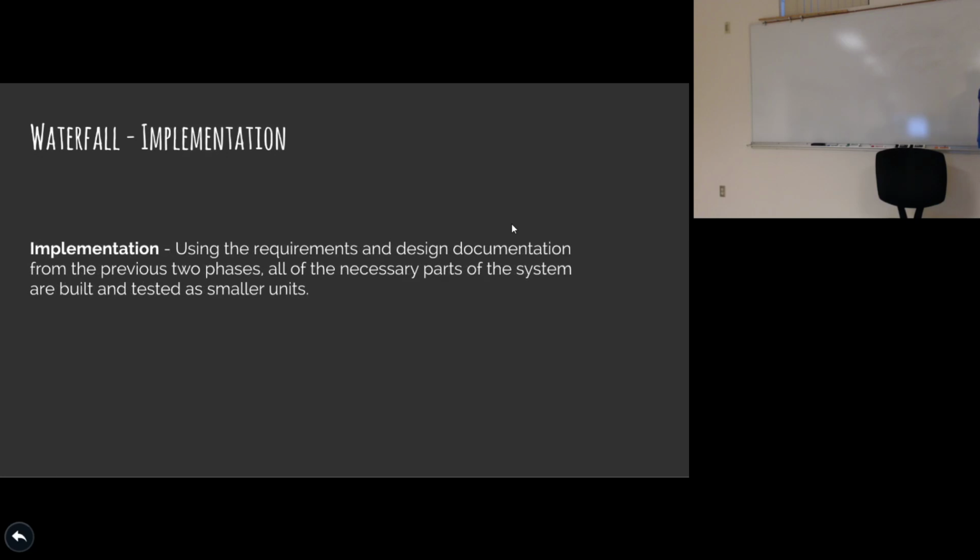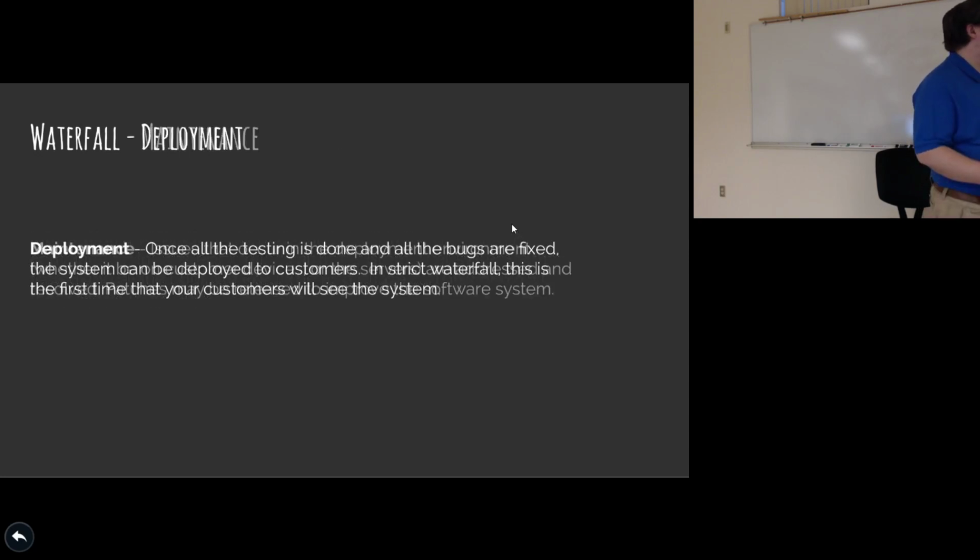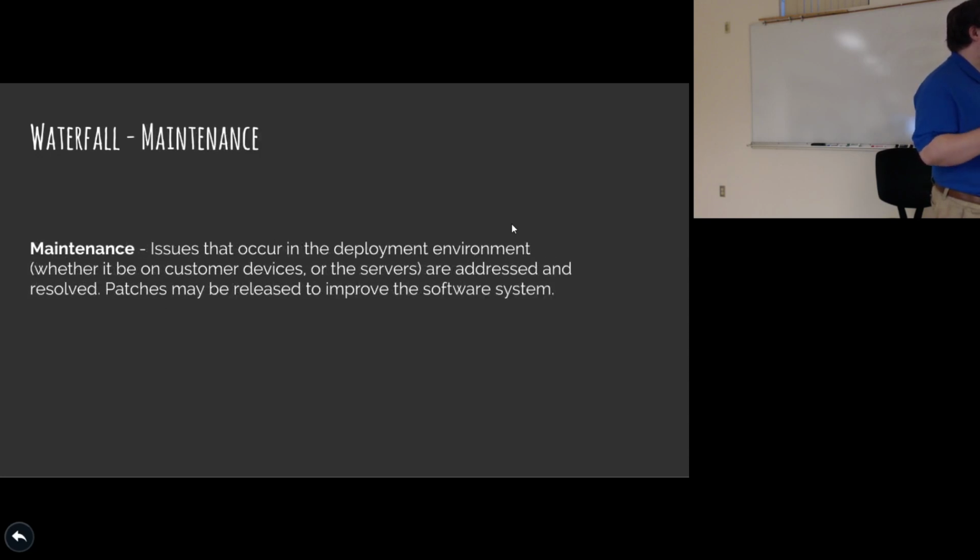Okay. Implementation, that's where we write the code. Yep, so we may build different parts of the system as smaller units. Integration and testing is where we do the big important testing. Deployment, get it out to customers. Maintenance, there we start to address issues as they happen in the field. And that's where you also see things like patches. Patches get released in the maintenance stage.